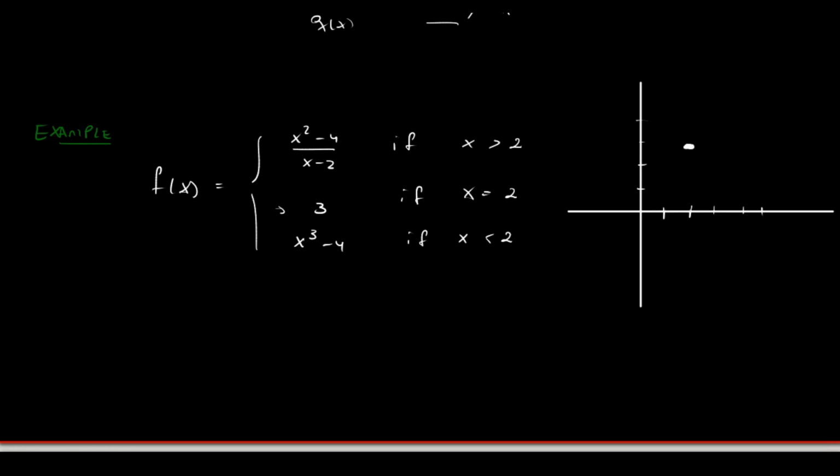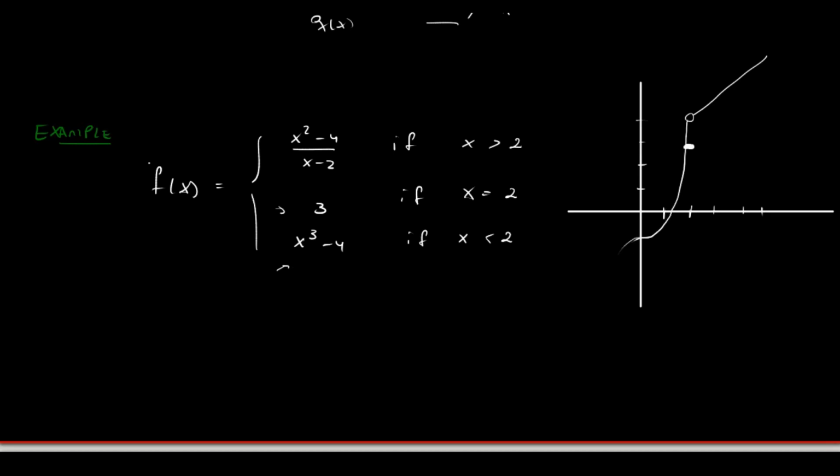Now the function x squared minus 4 divided by x minus 2 is a rational function. We know how to plot rational functions, so I'm just going to draw sort of what the function looks like. It would be something like this. Here in 4, and it goes like a straight line towards infinity. And the function x to the power 3 minus 4 is a polynomial, so it looks something like this.